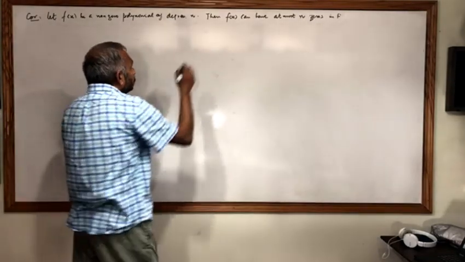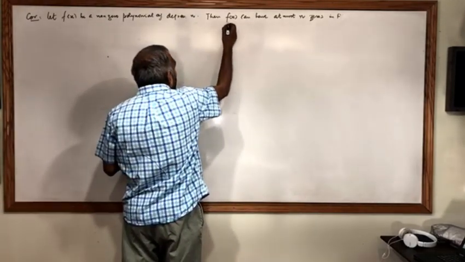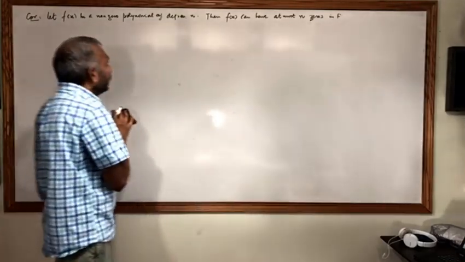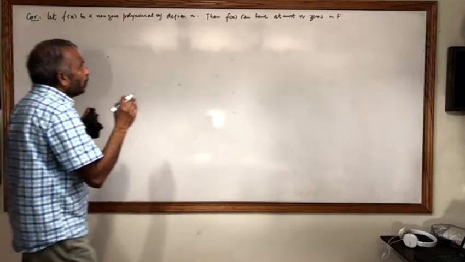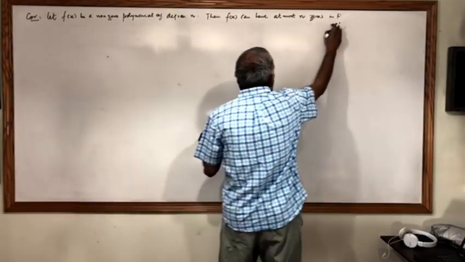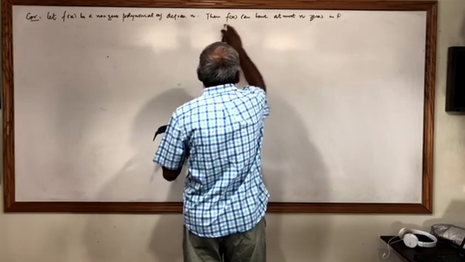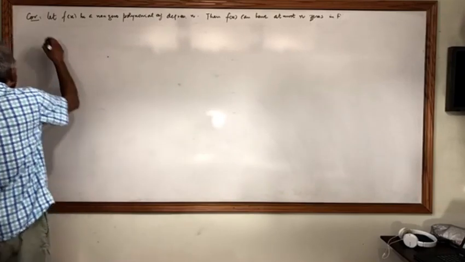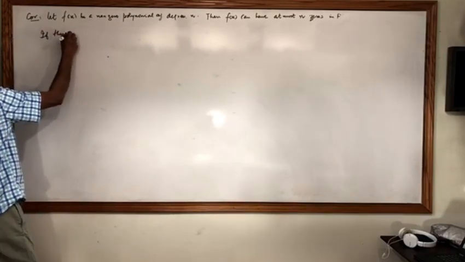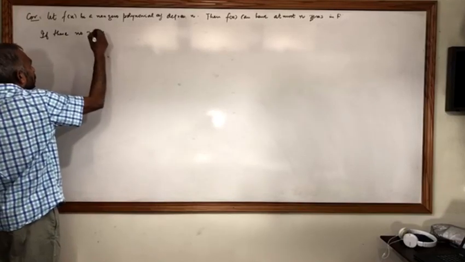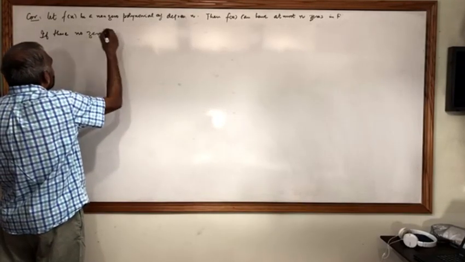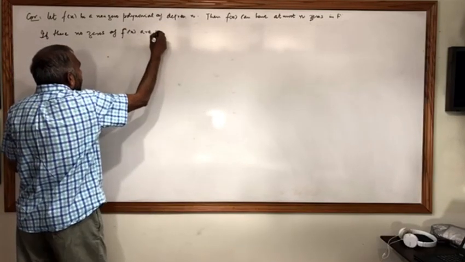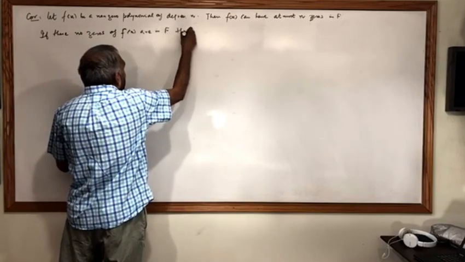Again, remember that the zeros of f(x) do not need to be in F. Now, if there are no zeros in F, then we are done. We have to show that there are at most n zeros in F. So, if there are no zeros of f(x) in F, then we are done.